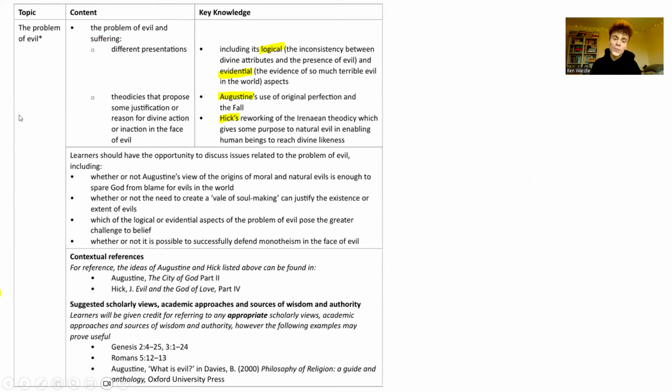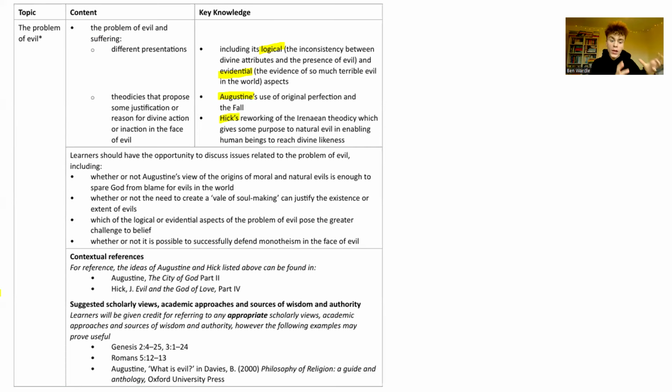Let's start by talking through the OCR specification, which sets out everything we need to know and discuss for this topic. So we need to talk about the different presentations of the problem. And that just means we need to know the logical problem and also the evidential problem. So the logical problem is a priori. It is all about the inconsistency between God's omnipotence and his omnibenevolence with the existence of evil.